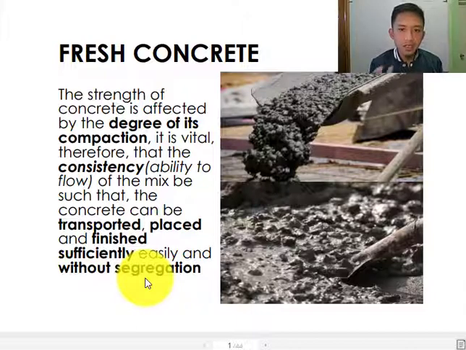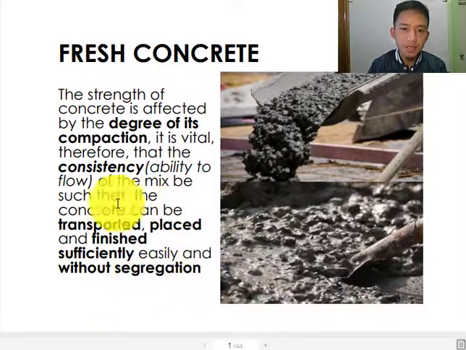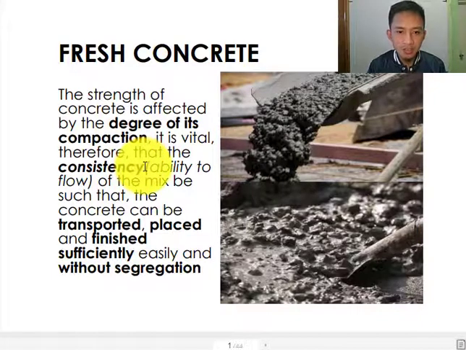Again, the strength of the concrete is affected by the degree of compaction, how compacted that concrete mix is. That will affect the strength. If you say strength, it depends. We will discuss that later. We have the compression, the splitting, and even the shear strength of the concrete. Let's discuss on the next slide what this consistency is.